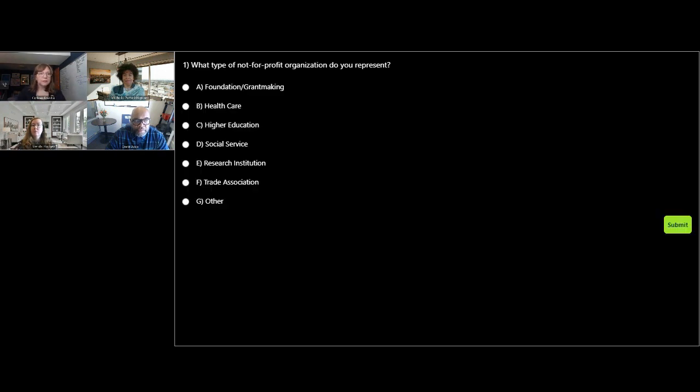All right, so the first polling question is, what type of not-for-profit organization do you represent? A, foundation, grant-making, B, healthcare, C, higher education, D, social service, E, research institution, F, trade association, or G, other.